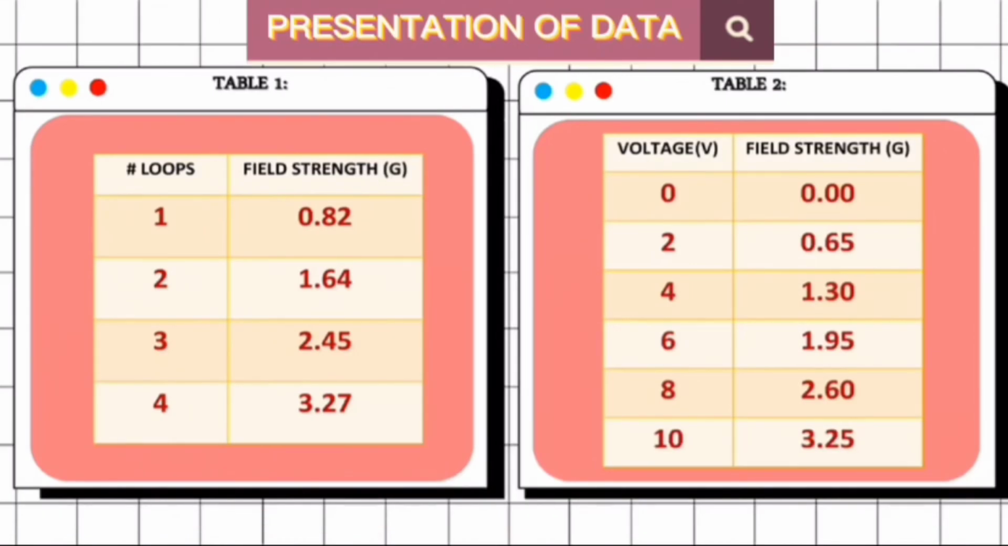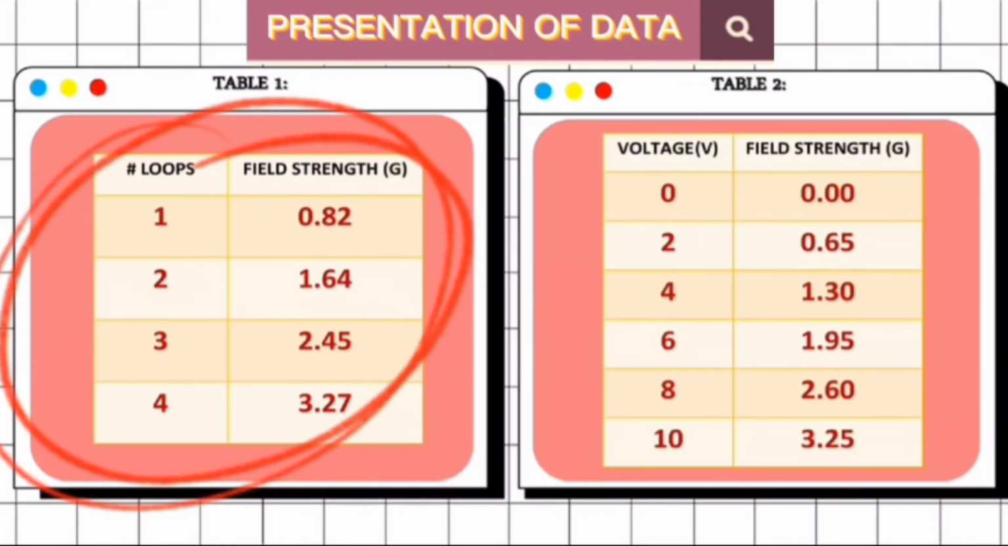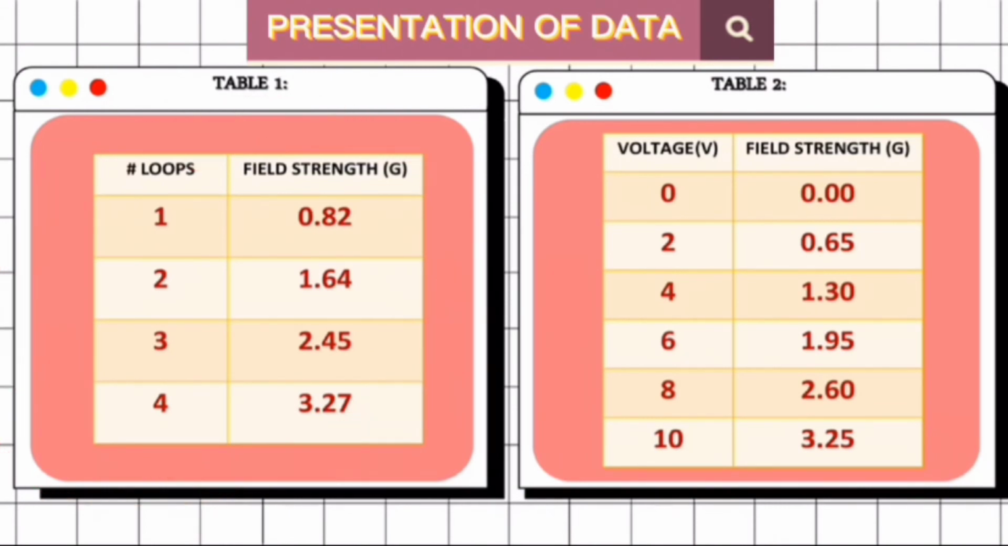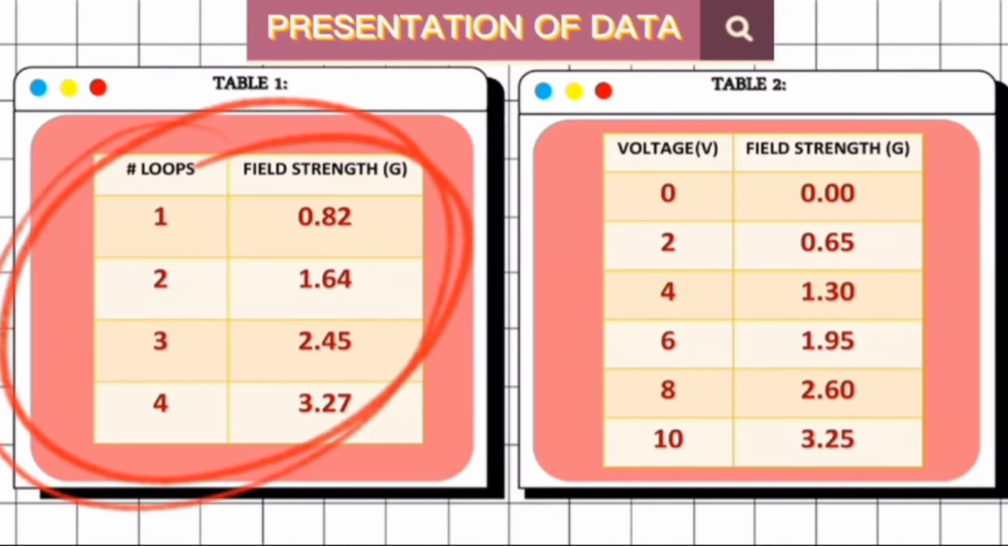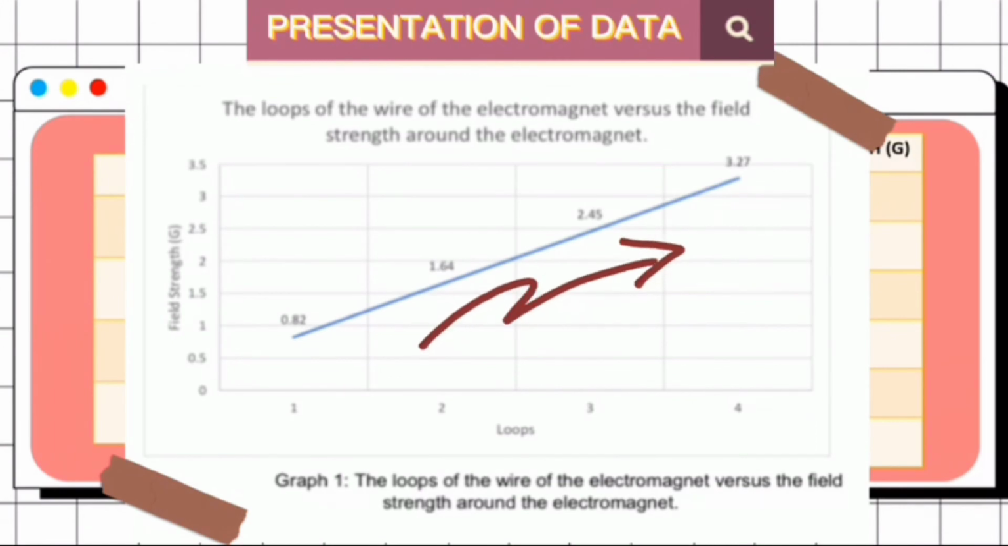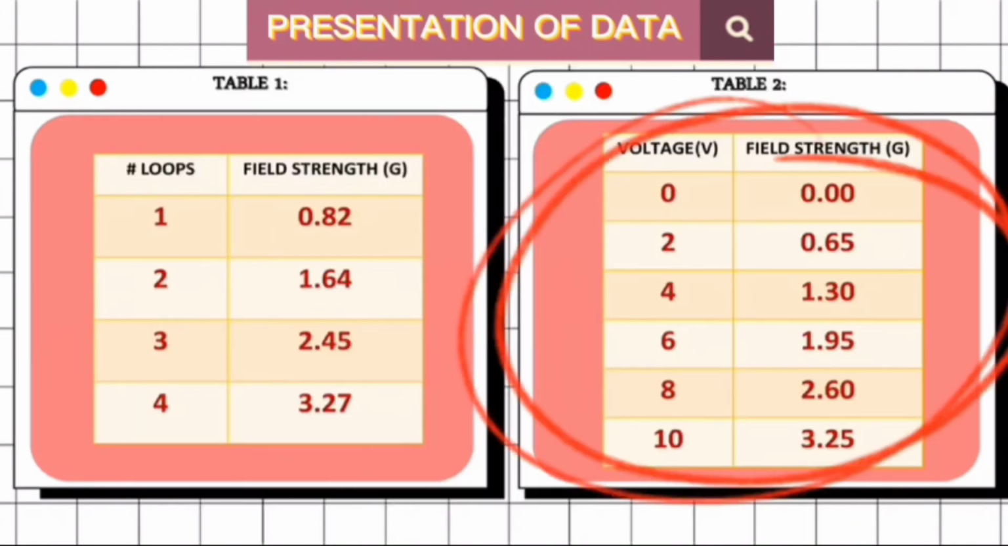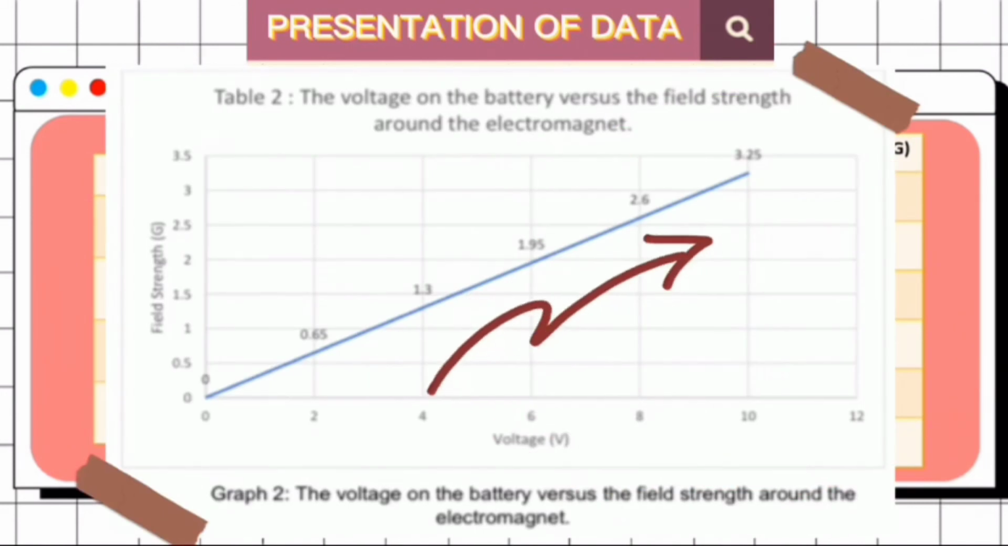Moving on to the presentation of data. So, the first table is showing the effect of different number of loops towards the field strength produced. The result shows that the higher the number of loops, the higher the field strength. While the second table is showing the effect of different voltage towards the field strength produced. The result shows that the higher the voltage, the higher the field strength.